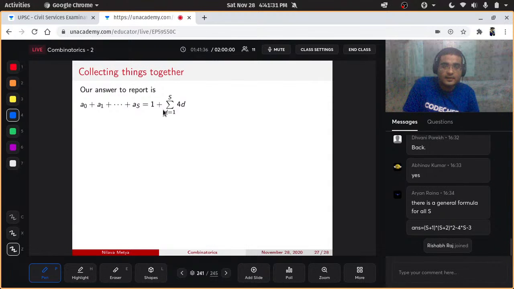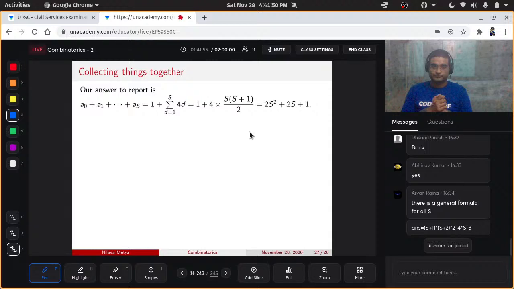So S into S plus 1 by 2. And if you expand this, so cancellation, it gives you 2S square plus 2S. Okay, so if they give you the value S, just plug in to have your answer. And I have included this picture here.